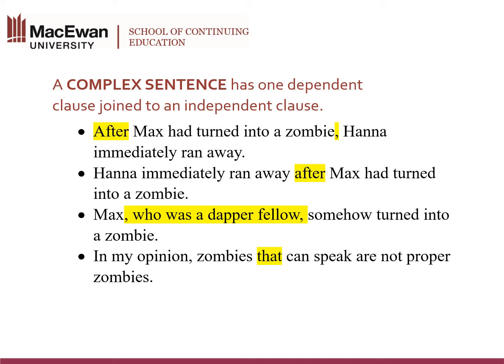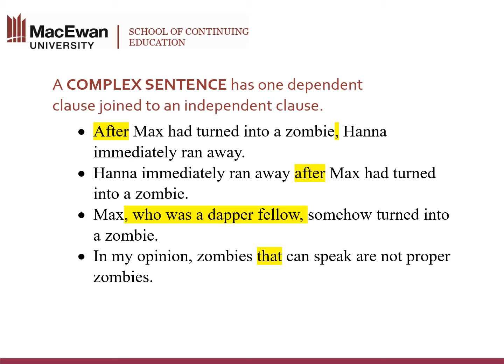In this case, with the one that says Max, who was a dapper fellow, the main clause is Max somehow turned into a zombie. The dependent clause is, in this case, also called a relative clause or an adjective clause inside. Who is the subject, the pronoun referring to Max? And we're describing Max. And it's extra information in this case, so the two commas are necessary because we can take it out.